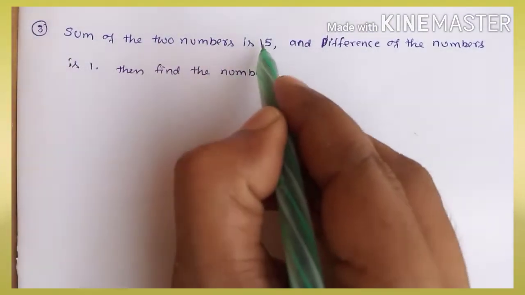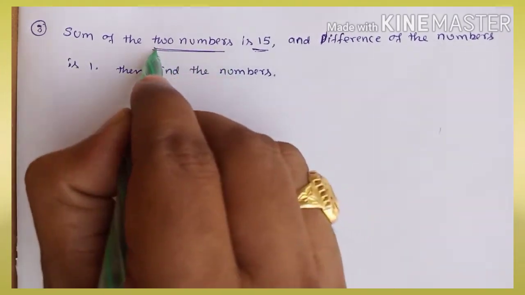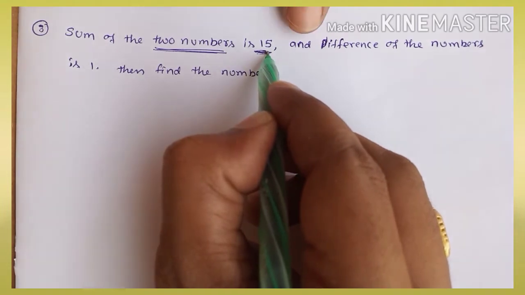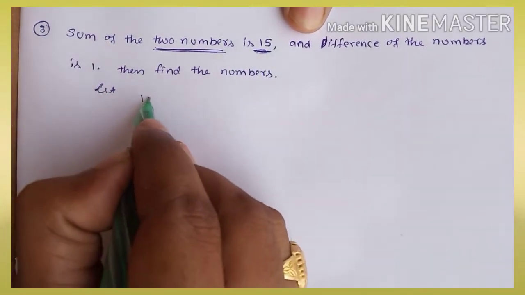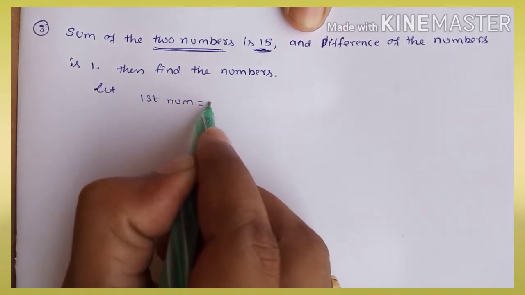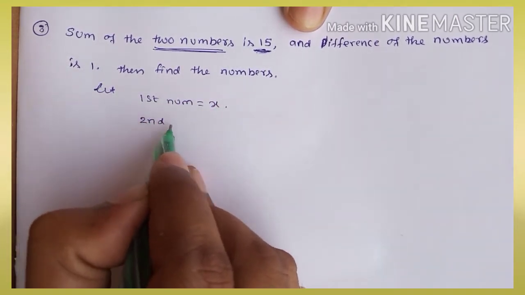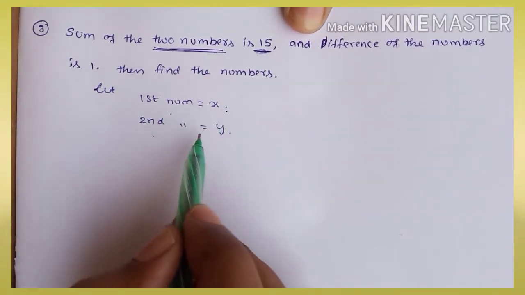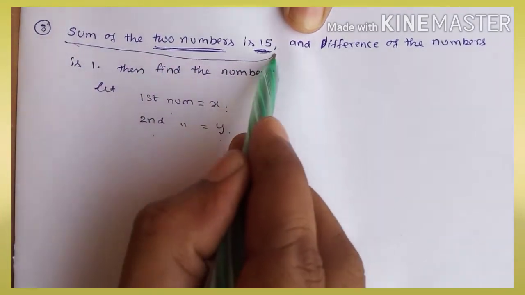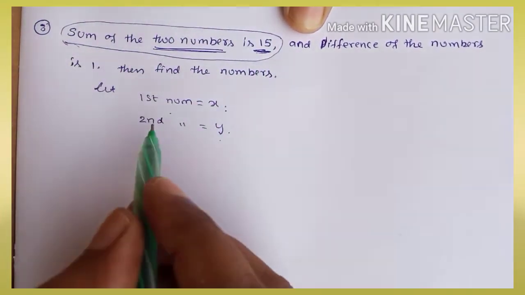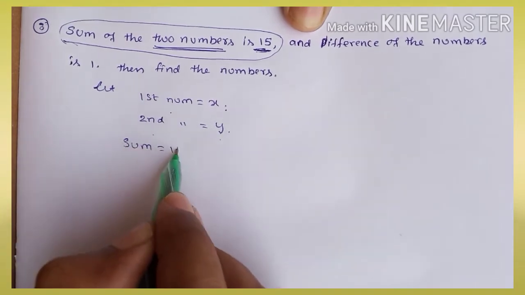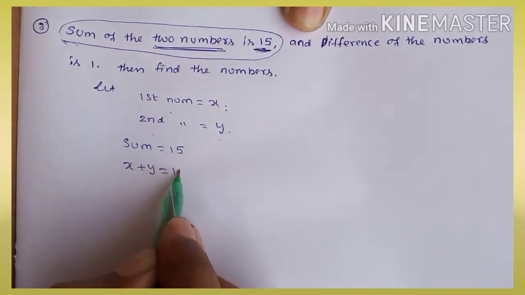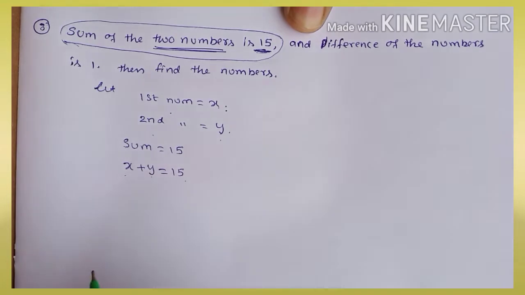The sum of the two numbers is 15. We don't know either number, but their sum is given as 15. So you can say let the first number be x. Similarly, the second number is y. First number equal to x, second number equal to y. What is the first condition here? The sum of the two numbers is equal to 15. First number is x and second number is y, so x plus y is equal to 15.